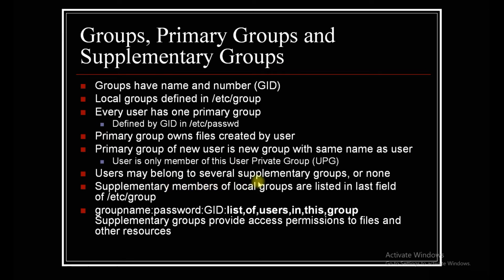Next, supplementary groups. For a user, the primary group is a must, but you can have supplementary groups, or you may not have any supplementary group. A user can be part of many supplementary groups. So these 3 options are applicable: either it can be one, or it can be none, or it can be many.